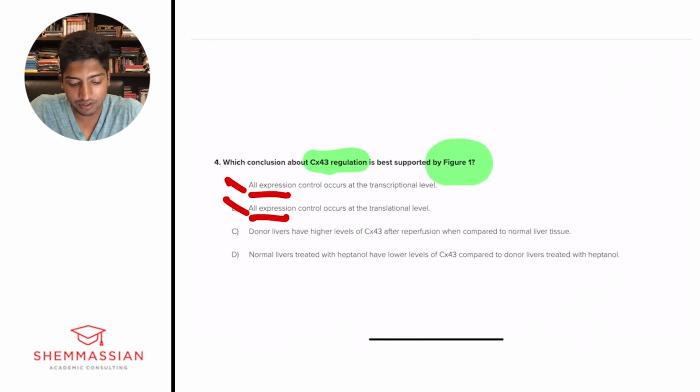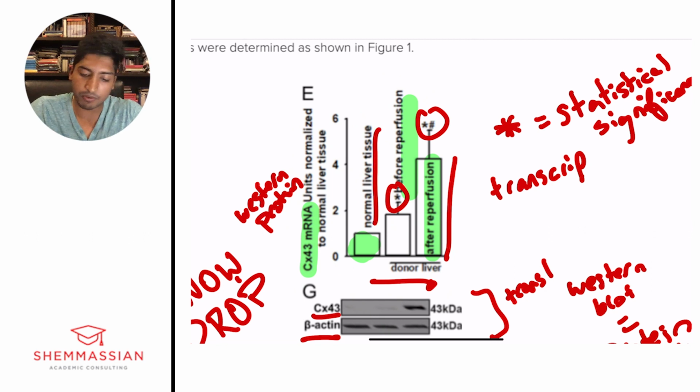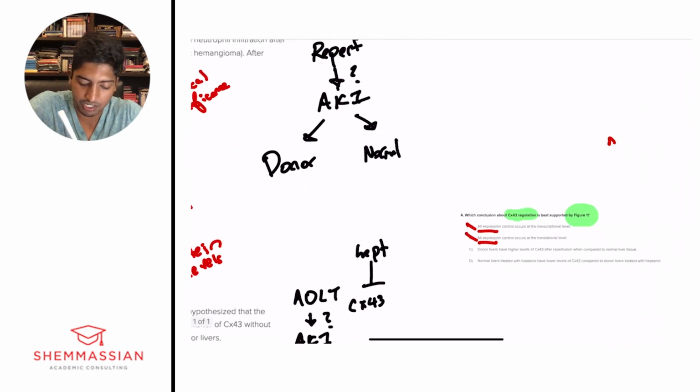Now C, donor livers have higher levels of CX43 after reperfusion when compared to normal liver tissue. So this is exactly what we saw, right? We saw that after reperfusion, compared to normal liver tissue or before reperfusion, we have the statistically significant difference, right? Indicated by that star, showing that there is a greater difference between the two. And so we can choose C as our answer pretty quickly.